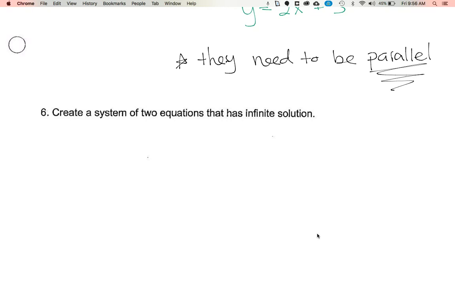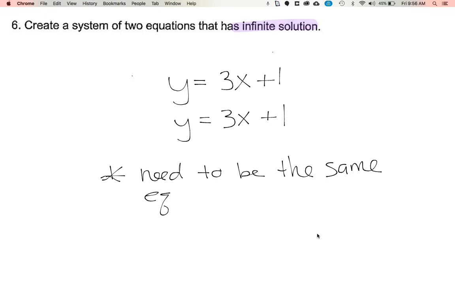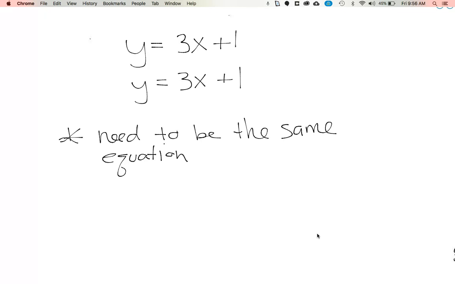Number 6, create a system of two equations that has infinite solutions. So that means that the equations would be exactly the same. y equals 3x plus 1, y equals 3x plus 1. Now, it could be visually obvious like that, but keep in mind, it could also be a multiple.